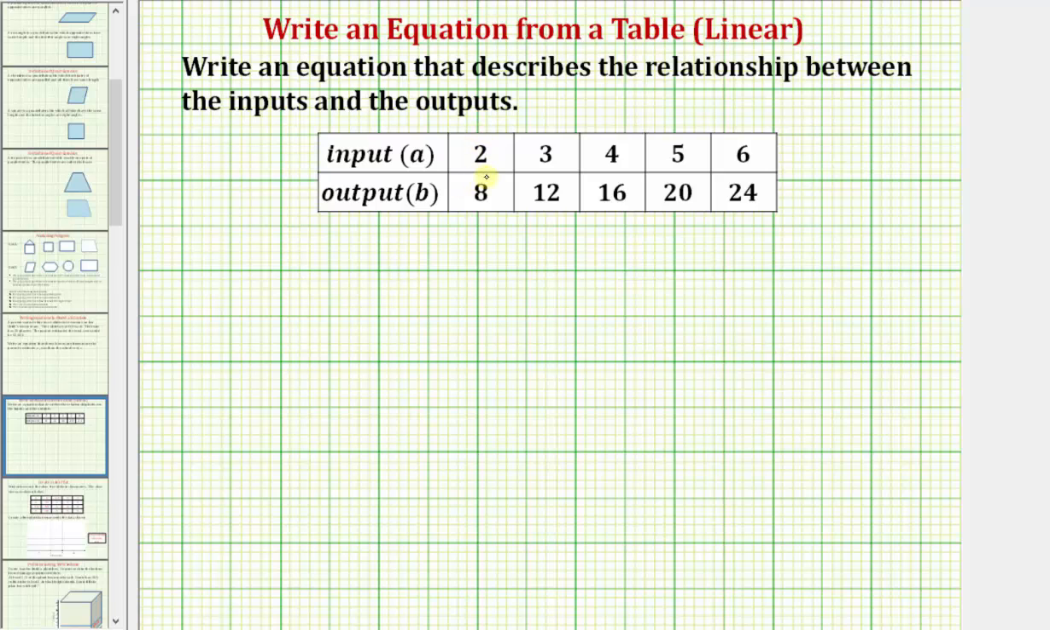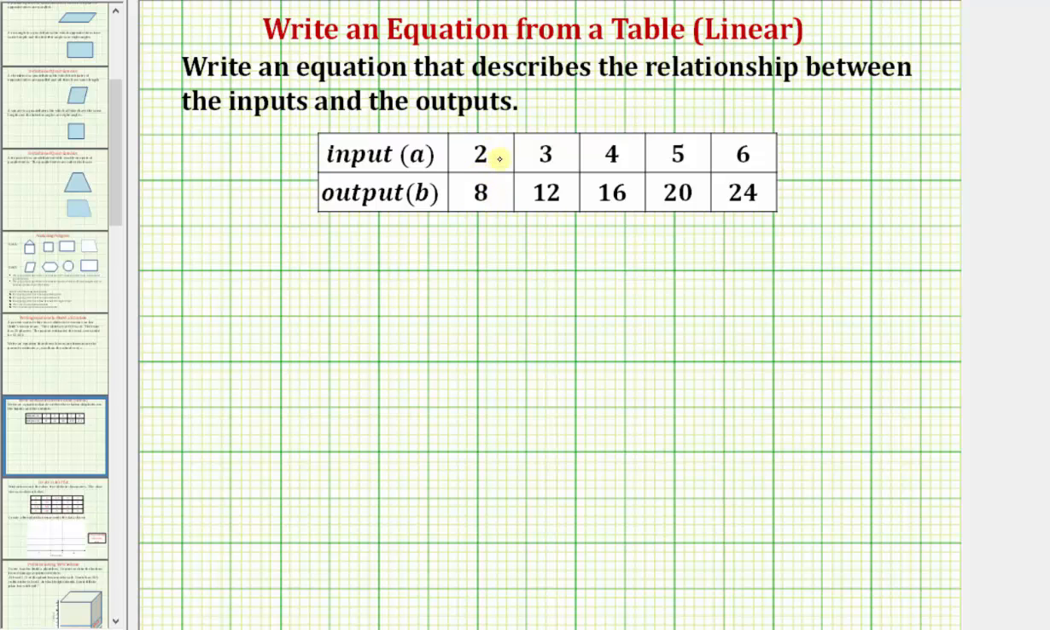So maybe in this first column we recognize that 8 is 6 more than 2, so maybe we think the pattern is we take the value of a, add 6 to get the value of b. But if we try that rule, when a equals 3, 3 plus 6 is 9, which is not equal to 12, which means that is not the correct rule to write our equation. So let's go back to a equals 2 and b equals 8.